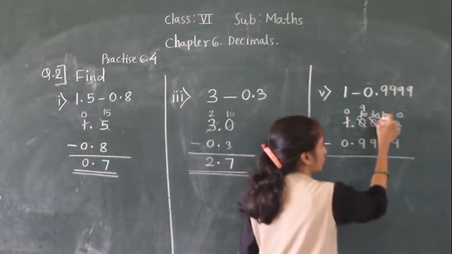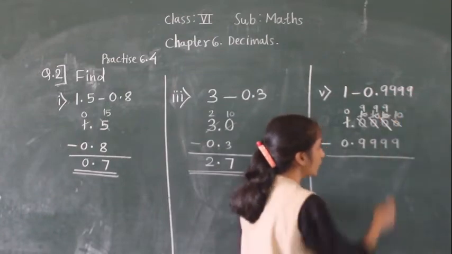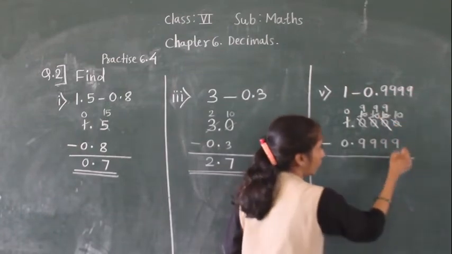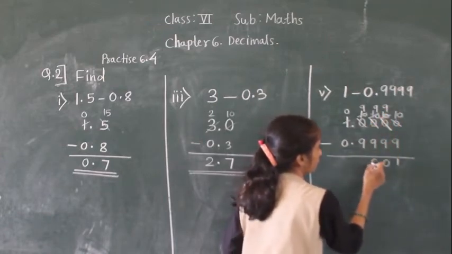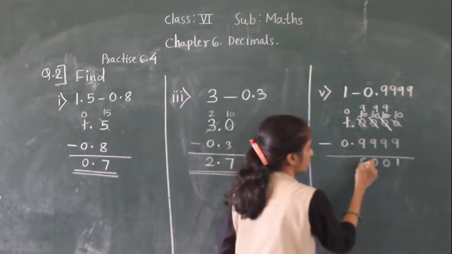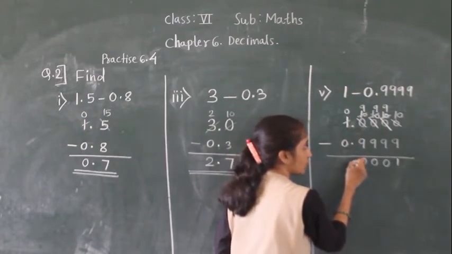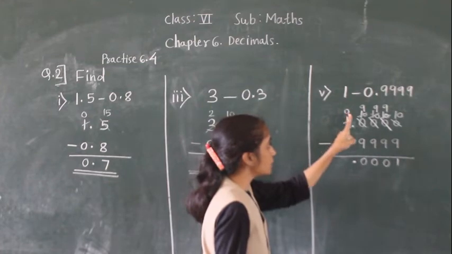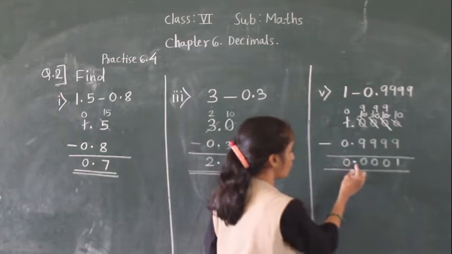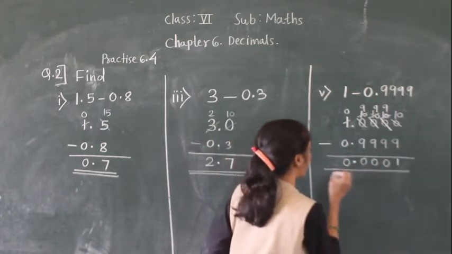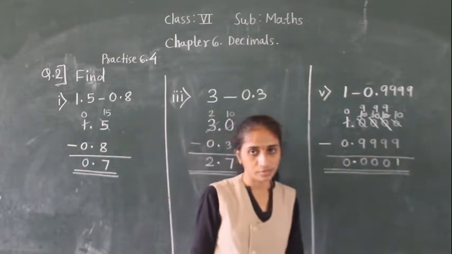How much will you get here? 9. You take a borrow from him. How much will you get here? 9. You borrow from him. How much will you get here? 9. So 10 minus 9, 1. 9 minus 9, 0. 9 minus 9, 0. 9 minus 9, 0. Now the decimal point will come down of the decimal point. And now see here, 0 minus 0, 0. So what is our answer? 0.0001.